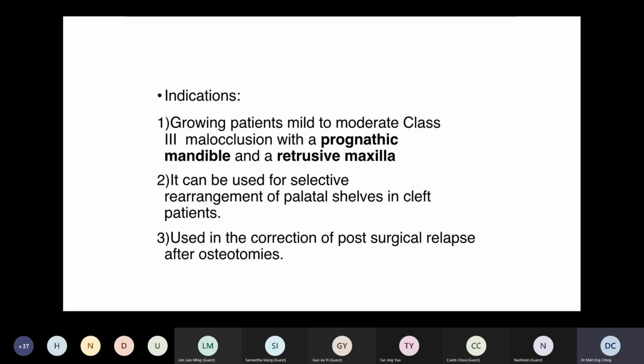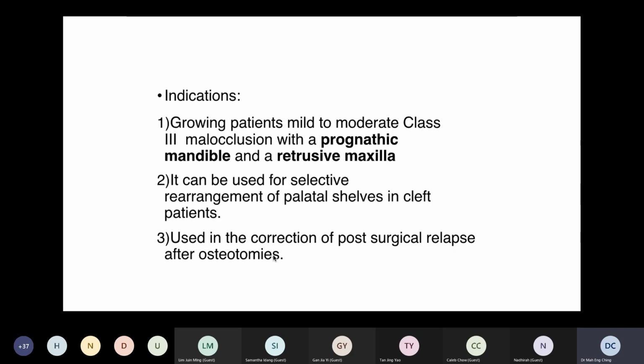It is also used in correction of post-surgical relapse after osteotomy. Sometimes after orthognathic surgery, if the surgeon didn't get the perfect result, then maybe we can use this reverse pull face mask to get the maximum result out of the surgery or to prevent relapse. So sometimes after surgery, if the result is not ideal or there is a little relapse, we can use this reverse pull face mask to help.